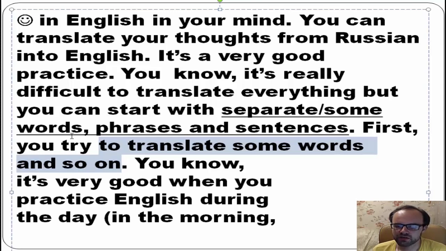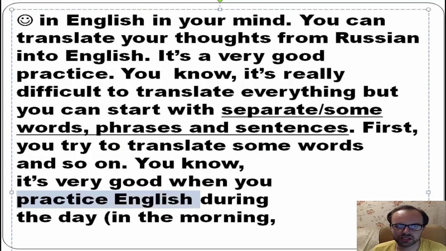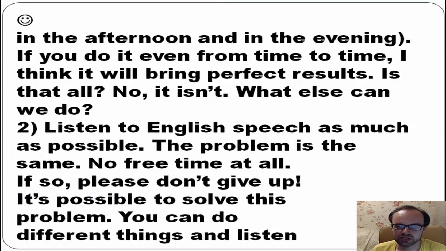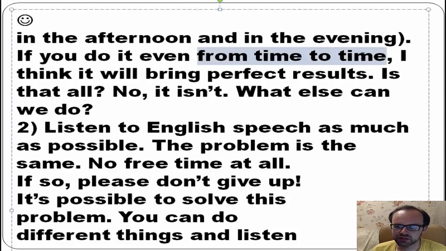So it's very good when you practice English during the day. Practice can be a noun, English practice, and a verb, practice English. When you have this English speaking practice during the day, in the morning, in the afternoon, and in the evening, so if you do it even from time to time, it means even sometimes, I think it will bring perfect results, very good results. Is that all? No, it isn't. So what other things can we do?